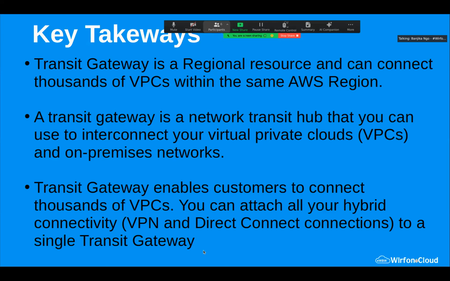I've touched on that. Key takeaway is transit gateway is a regional resource, can connect thousands of VPCs within the same AWS region. Of course, you can do VPC peering on 1,000 VPCs, but you can imagine what that will entail, the kind of work you have to do. So Transit Gateway simplifies that. It's a transit hub that you can use to interconnect virtual clouds and also on premises. It enables customers to connect thousands of VPCs. You can attach all hybrid connectivity VPN to a single transit gateway.